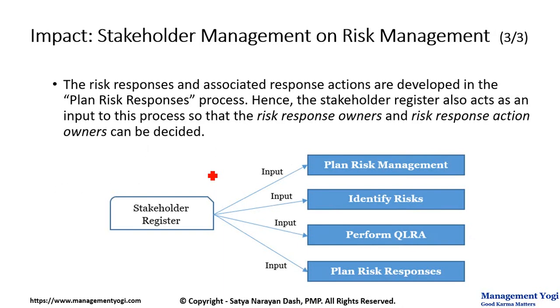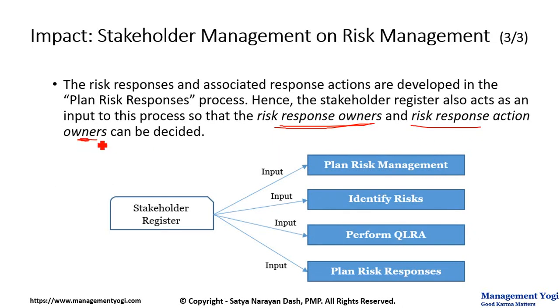Next, the risk responses and associated response actions are developed in the plan risk responses process. So we know that in the plan risk responses process, the risk register is going to be updated. For every risk, you will have mitigation strategies and associated actions. Every strategy will be accompanied with some actions. Hence, the stakeholder register also acts as an input to this process, because the risk response owners and risk response action owners can be decided.